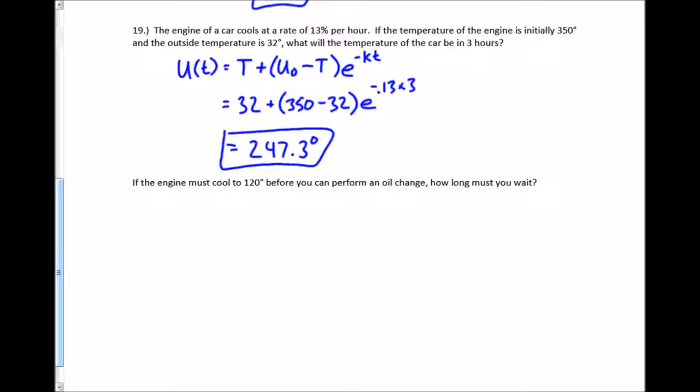All right? The next part of this asks me, well, if the engine needs to cool to 120 degrees before you can perform an oil change, how long do we have to wait before we can get to work here? All right? So again, I'm going to plug in what I know.